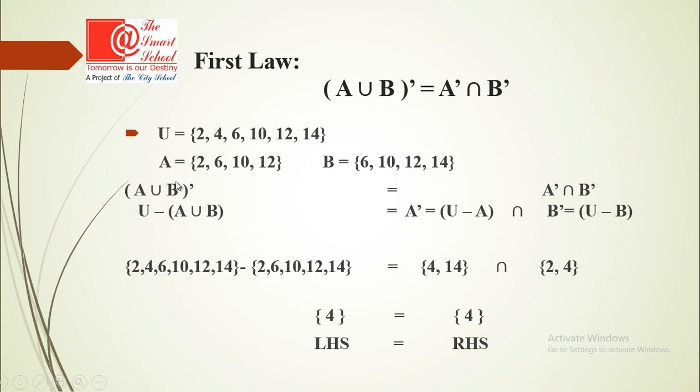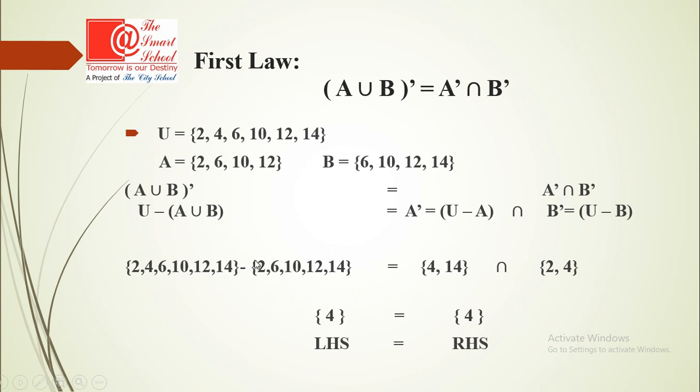Now A union B, so first we will find A union B. 2, 6, 10, 12 and 14 are the members of A union B. Let's confirm from here. 2 is part of A, then 6, then 10 and 12, and when we look at set B, 6 is here, 10 is here, 12 and then 14. It means this set is A union B.